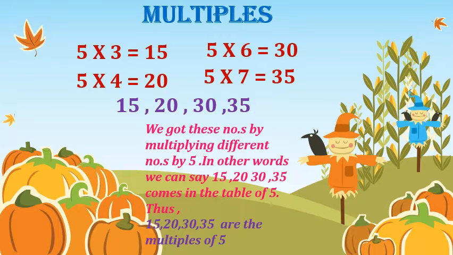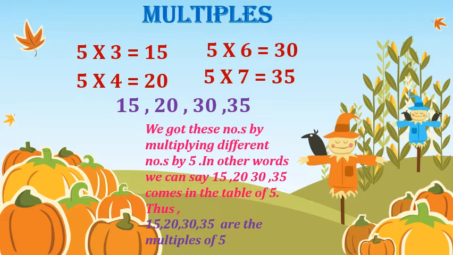As I told you, whenever we multiply two numbers, the product is called the multiple. For example, here on the screen you can see 5 multiplied by 3 is equal to 15, 5 multiplied by 6 is equal to 30, 5 multiplied by 4 is 20, and 5 multiplied by 7 is equal to 35. So that means 15, 20, 30, 35.